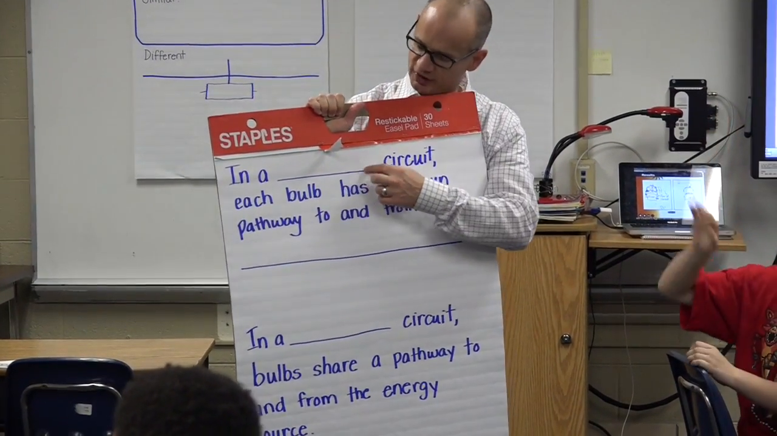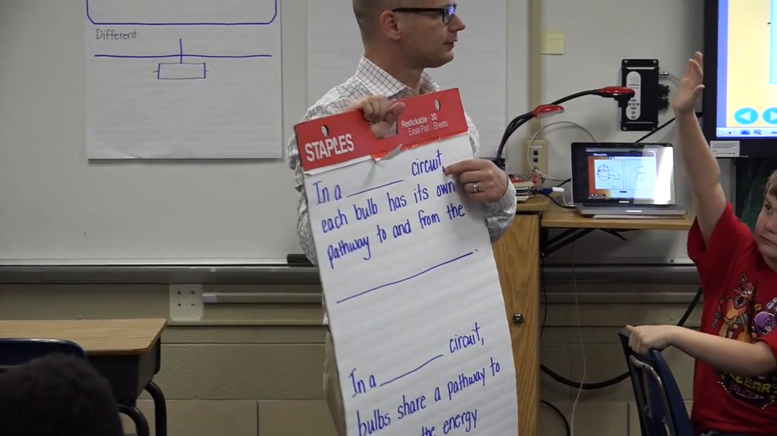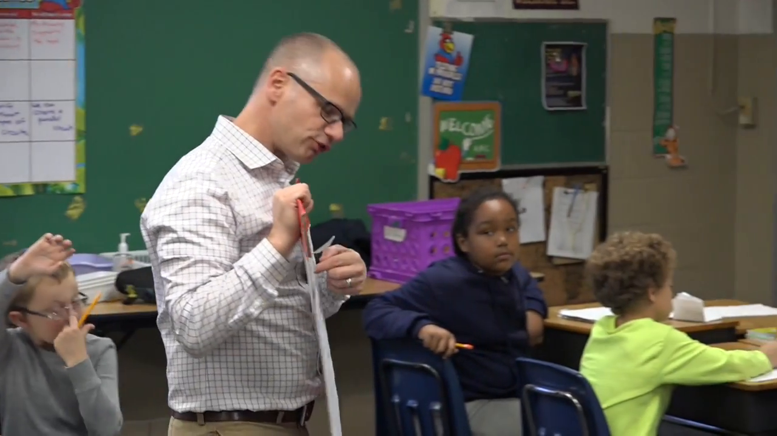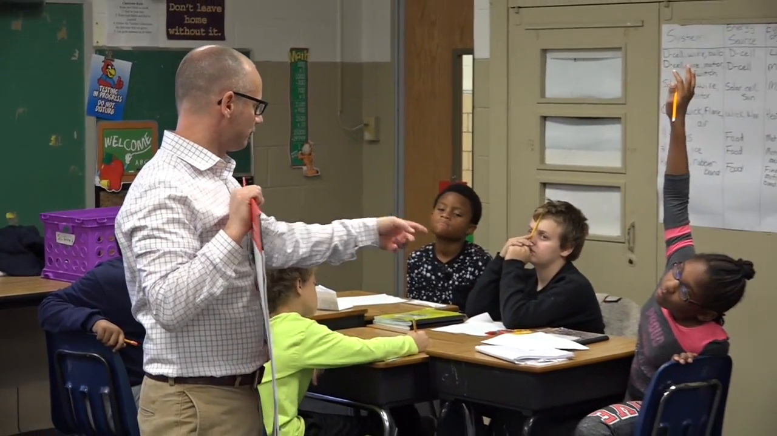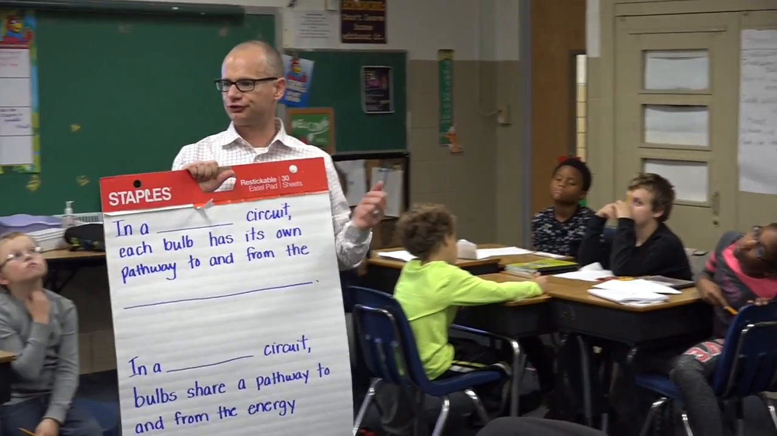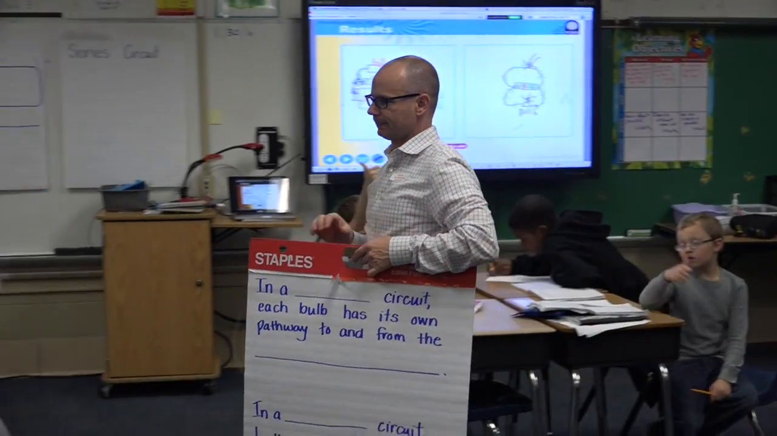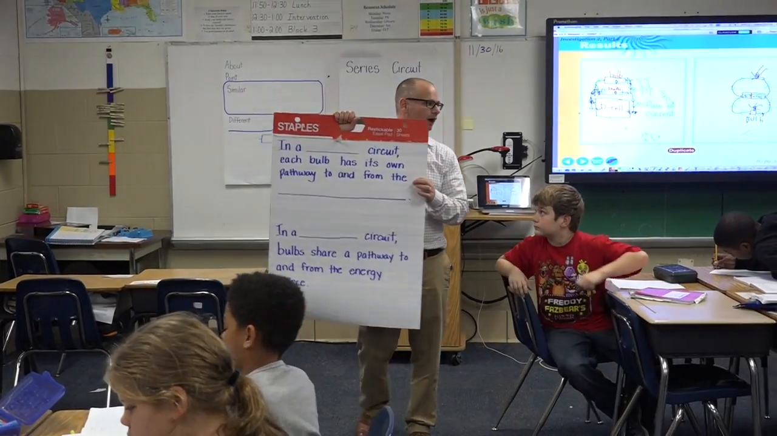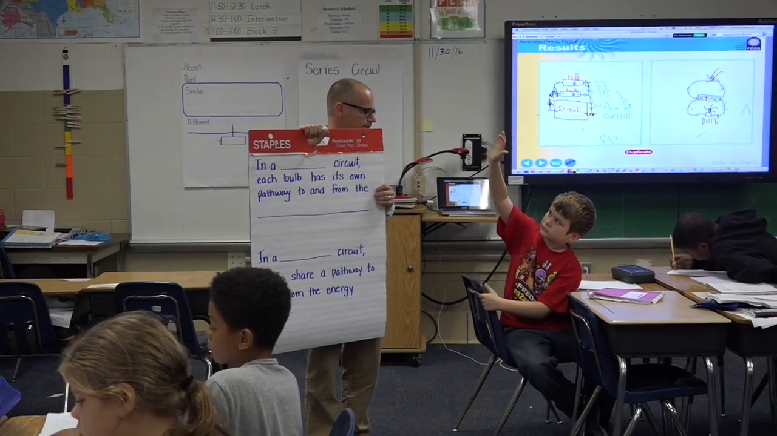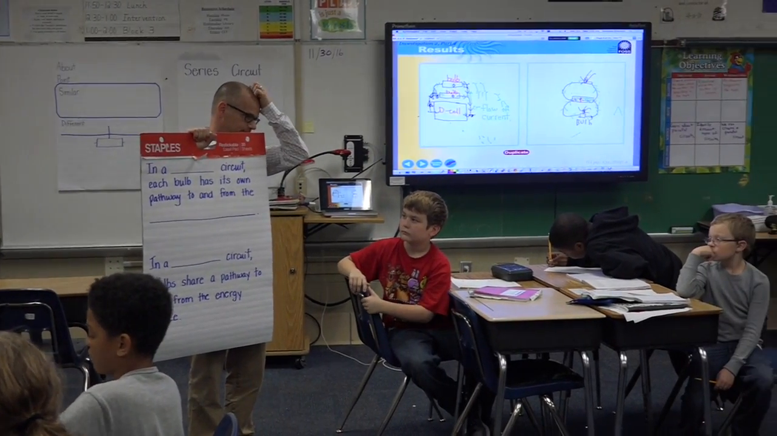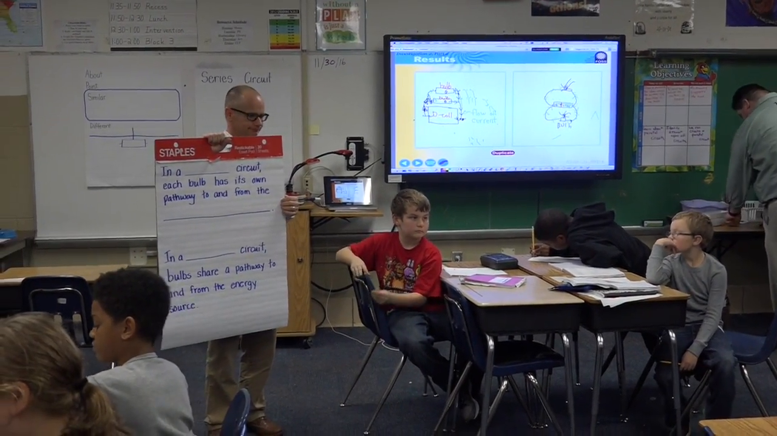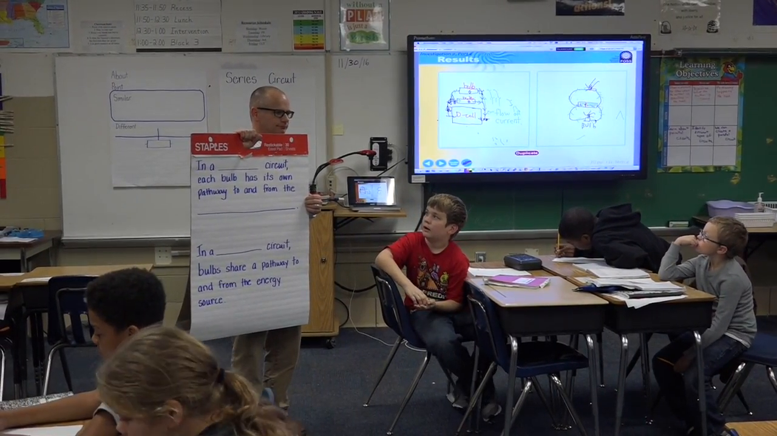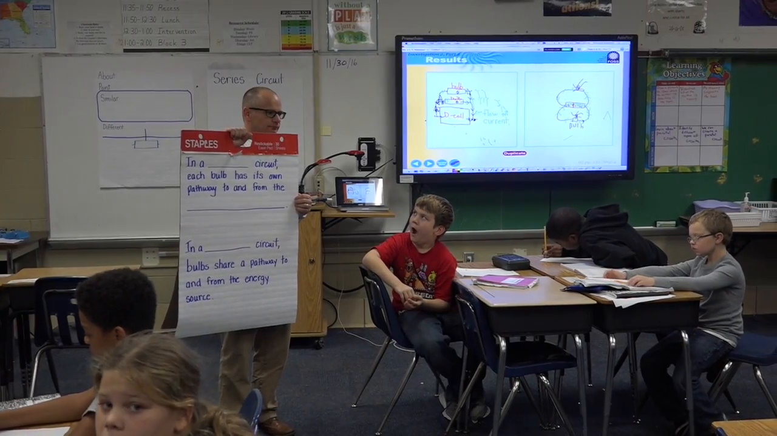So in what type of circuit does each light bulb have its own pathway? Parallel circuit. Do you agree or disagree? Agree. Why do we agree? Because parallel circuits, they split. Like number 2. So it goes from one part of the battery, splits up, and then it stays lit.